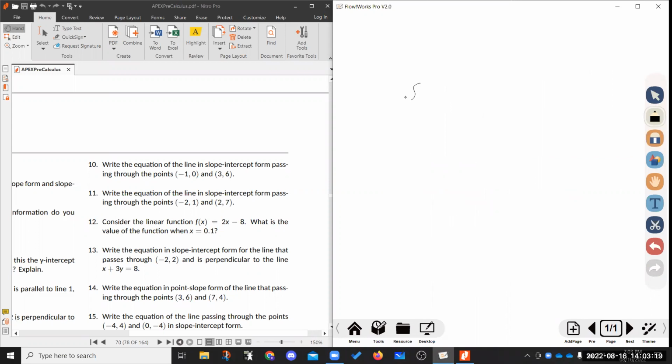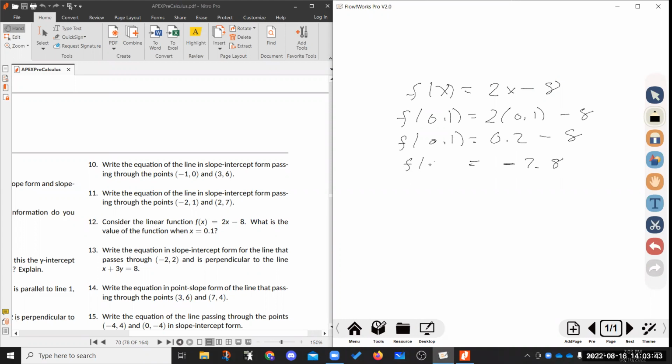Consider the function f of x is equal to 2x minus 8. What is the value of the function when x is equal to 1/10? 2 times 1/10 minus 8. So that means that there's an ordered pair like that.